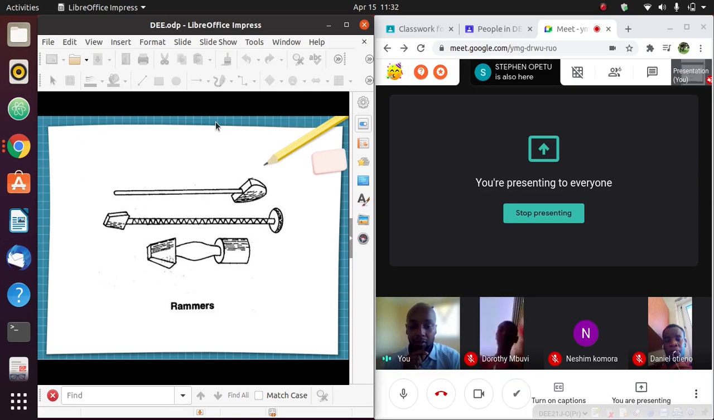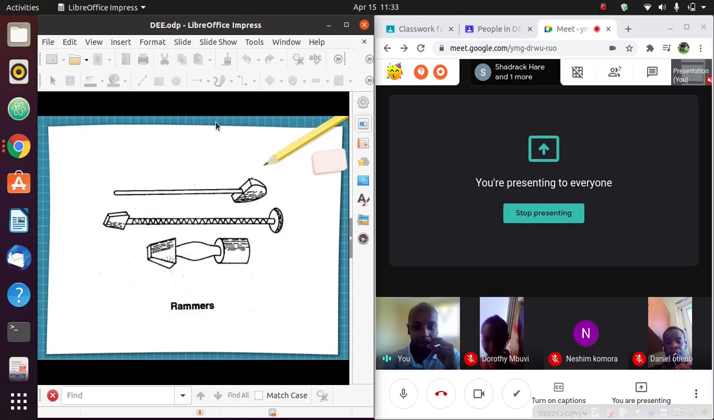Now we have rammers. These are what you use to compress that sand in those boxes. In the industries, you might find that this ramming process is done by a machine, by a hydraulic machine. But if you are doing this process locally, you will use rammers, by hand. It is like the pestle used for grinding maize, the one you pick up and pound.